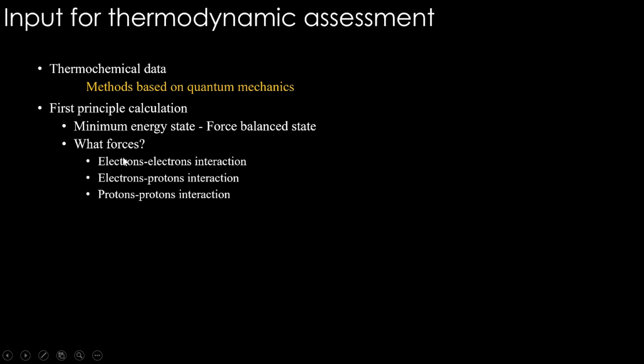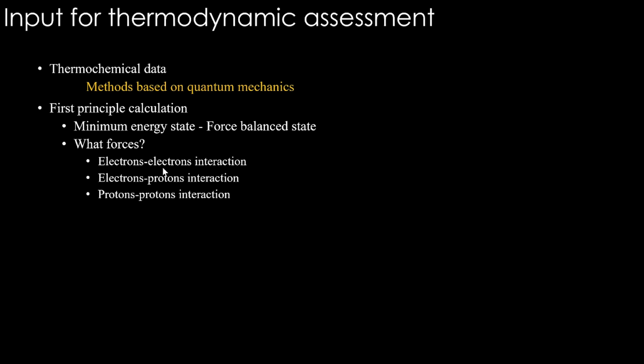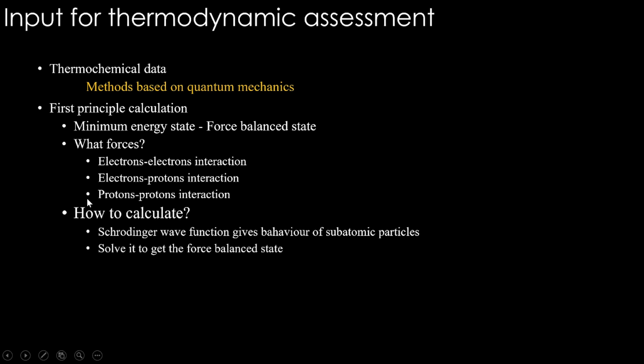What forces? Electron interactions, electron-proton interactions, and proton interactions. You can imagine, even if you bring two atoms together, how many electrons are there? And if you bring a periodic crystal, then you can imagine how many electron to electron interactions are possible, and electron to proton interactions are possible. It's going to get immensely complex. And how to calculate them?